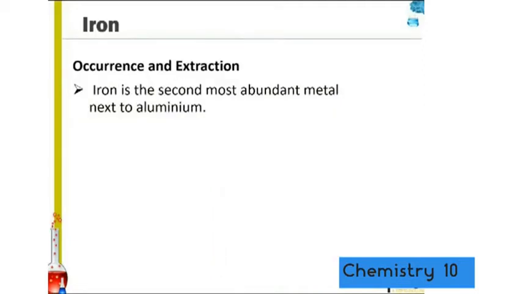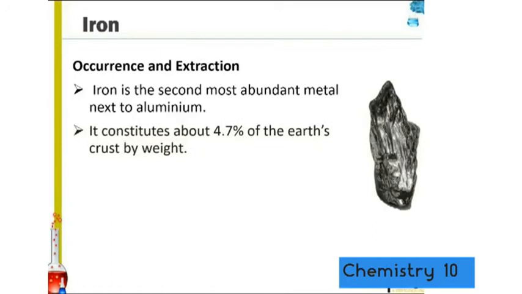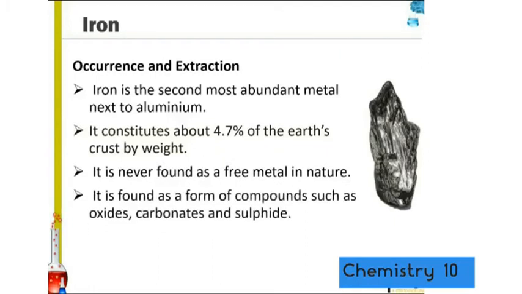Now we'll move on to talk about iron. Iron is the second most abundant metal next to aluminum. It constitutes about 4.7% of the Earth's crust by weight, and it is never found as a free metal in nature, much like aluminum. Instead, it is found in the form of compounds such as oxides, carbonates, and sulfides.